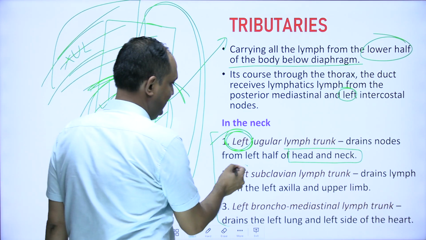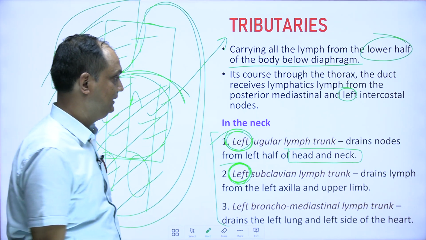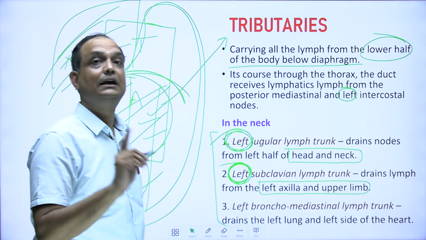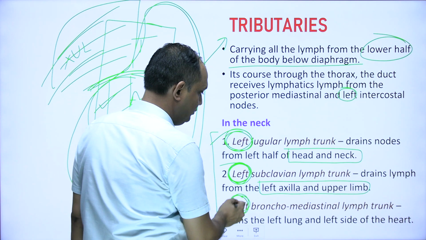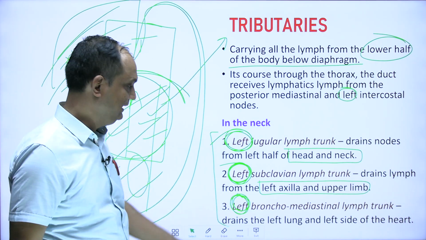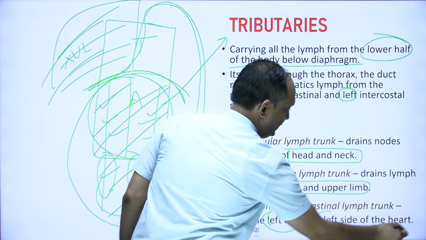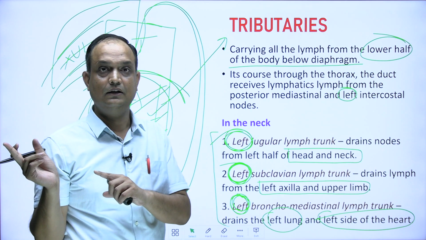Then you will have the left subclavian. Now, this left subclavian lymphatic trunk drains the left axilla and left upper limb, and the right will go in the right lymphatic. Then you will have the left bronchomediastinal. Now, that left bronchomediastinal drains the left lung and the left side of the heart, as the right heart will go into the right lymphatic duct.